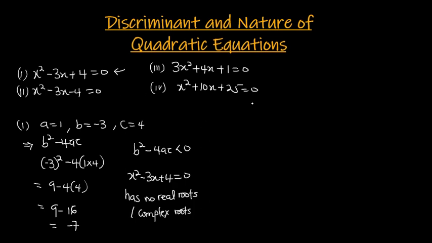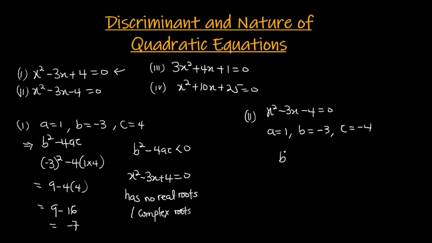Alright, so let's look at the second expression, II. We have x squared minus 3x minus 4 is equal to 0. Now, if we look at this equation, our a term is equal to 1, our b is negative 3, our c is negative 4. Right, so let's determine the nature of this particular root.